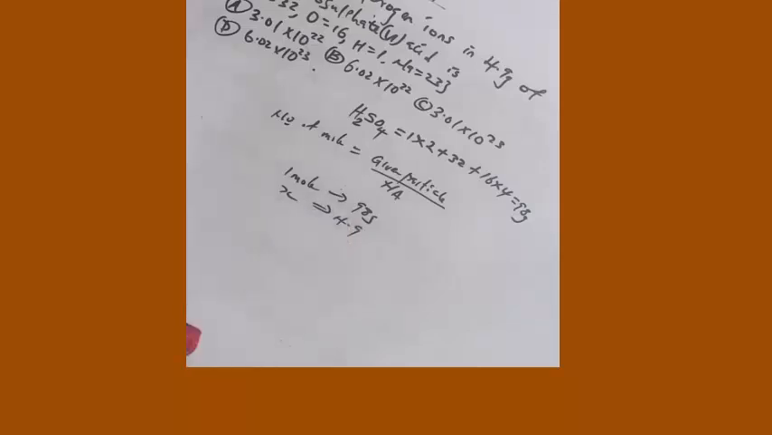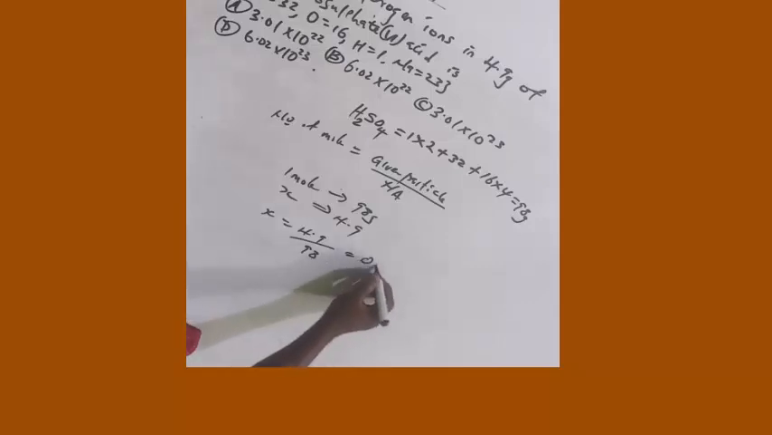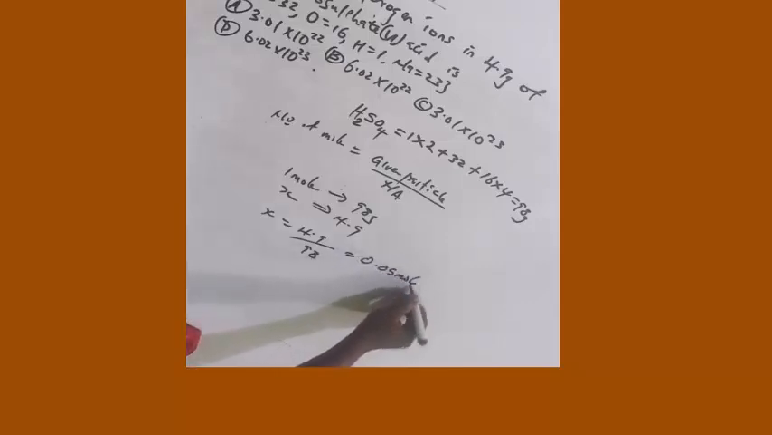So what do you do now? X is 4.9 divided by 98. Is it not? So what's the number of mole now? 0.05. 0.05 mole. So the number of mole is 0.05.